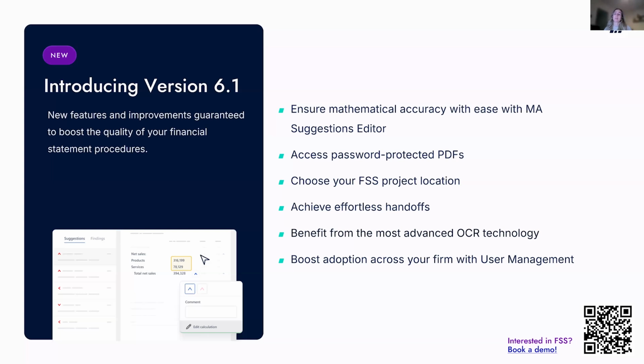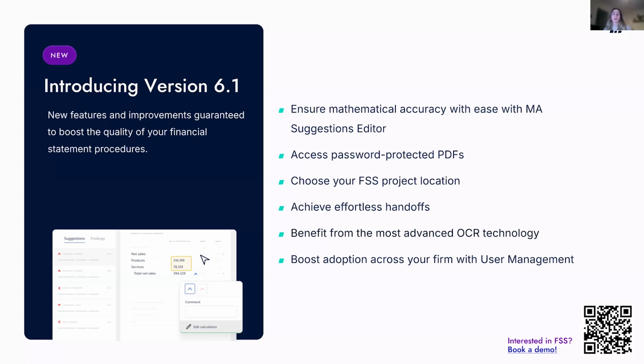Next, you can now easily open password-protected PDFs directly within Financial Statement Suite. You just need to enter the password, and then you gain access instantly. Another new feature is that with version 6.1, you can now also choose where to store your FSS projects upon importing, whether local or cloud. And this will make your document retrieval very quick and easy.